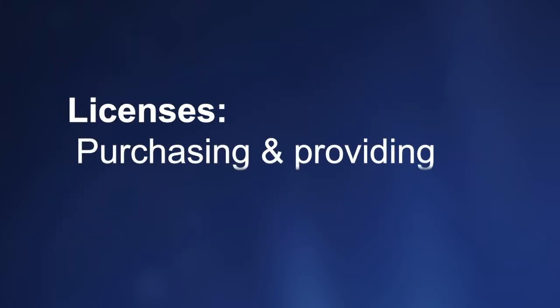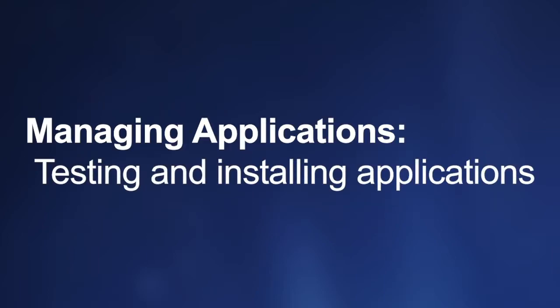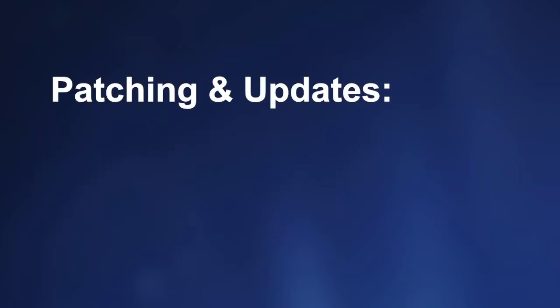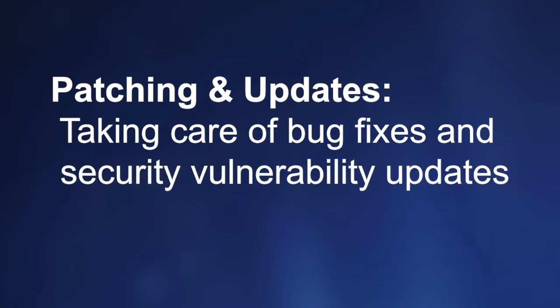Licensing. When you're using DaaS, the third party does all of the purchasing and all of the providing of licenses for all the applications and software. It doesn't have to be done by the IT guy. This third party does all of the testing, all of the installing of the applications. It creates all the virtual machines, and it puts all the virtual machines there right in the data center. It does all of the patches, updates, and the bug fixes, and the security vulnerability updates on the servers.